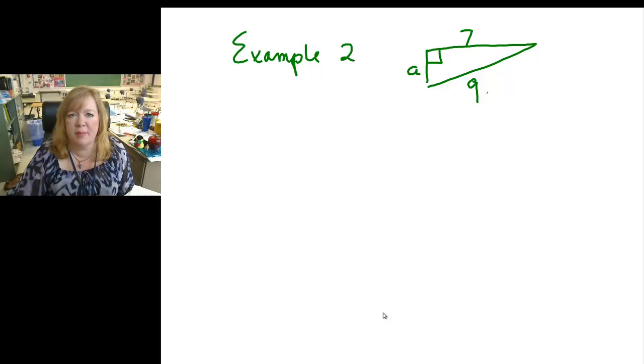So pause the tape here. Well, it's not actually tape, it's video. So let's see how you did. So a squared plus 7 squared equals 9 squared, because 9 is the hypotenuse. He's all by himself. He's the biggie.